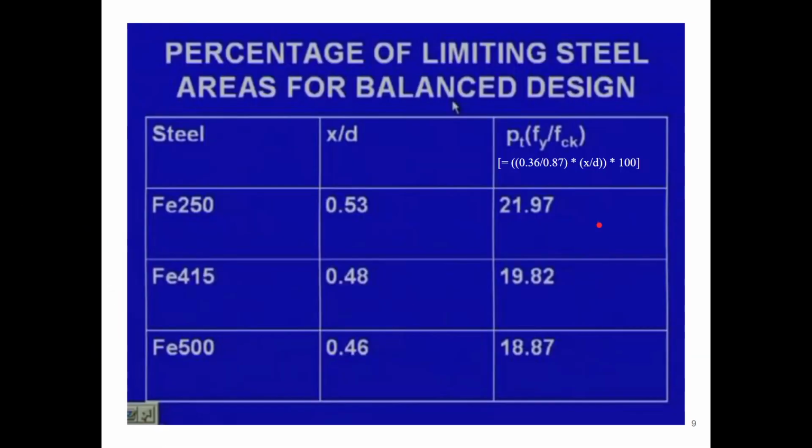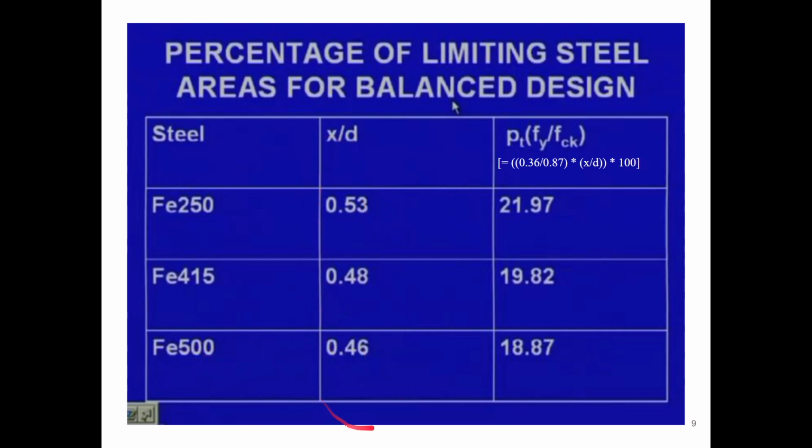Based on this, as I told you just now, these are the various values of X by D and PT into Fy by FCK. I think we discussed all this in the last class, so it was just a brief revision. This will be required for understanding how to design the doubly reinforced section as well as flange sections. So for Fe 250 it is 0.53, Fe 415 is 0.48 and Fe 500 is 0.46.